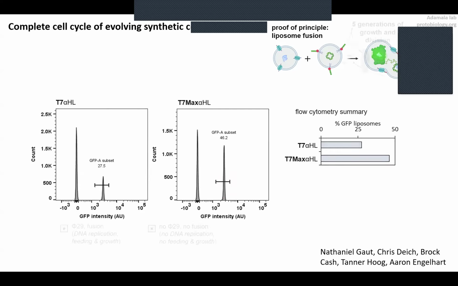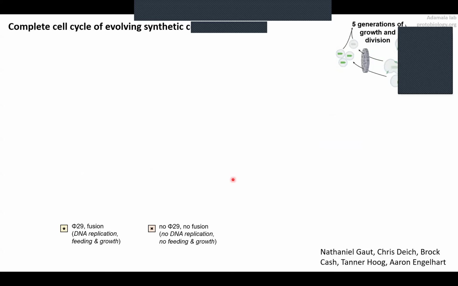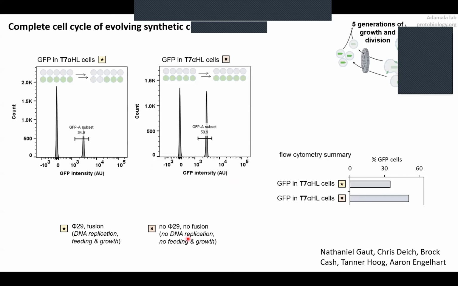Where am I going with this? Well, this is our fusion experiment. This is after 5 generations, 2 different conditions: DNA replication, feeding, and growth, so this is the complete cell cycle, or nothing, no DNA replication, no feeding, no growth. We look at how many cells we have if we let 2 populations compete. We're starting with equal amounts of the wimpy T7 ones and the strong T7 max growers. I make them from scratch so I can decide the original ratios. So we mix them 1-to-1.